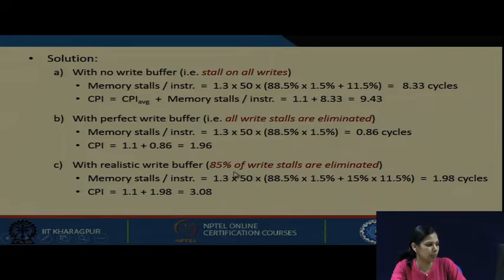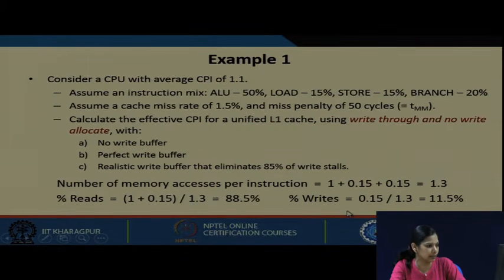So, in such cases, if 85% of the write stalls are eliminated, that means 15% will still be there, but for 85% there will be no write stall. So, in that case, how do we find out? 1.3 into miss penalty multiplied by the read percentage. For the read percentage, it will be 1.5, and there will be 15% for the write. So, let us just see this.